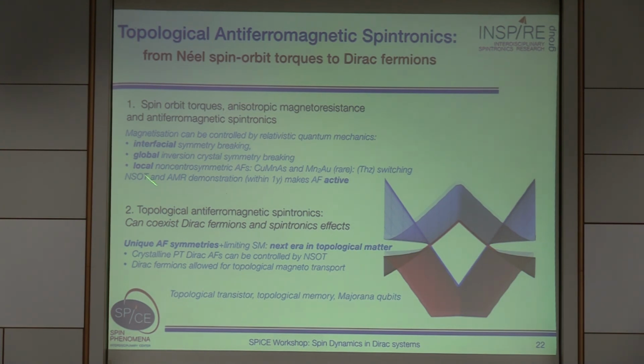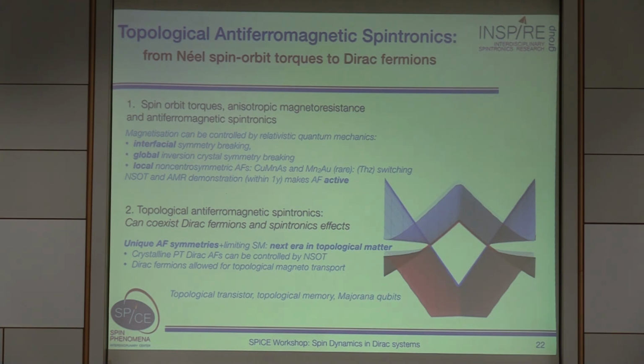In the first part, I have shown that for nice spin-orbit torques, we need to break symmetries. In the cases of typical ferromagnetic heterostructures, you need either interfacial symmetry breaking or global inversion symmetry breaking by the bulk, like in this gallium manganese arsenic. And in antiferromagnets, you can have a very efficient and very fast mechanism, which relies on local non-centrosymmetric antiferromagnets, as I explained with this PT symmetry.